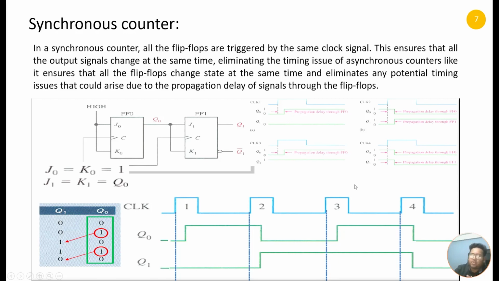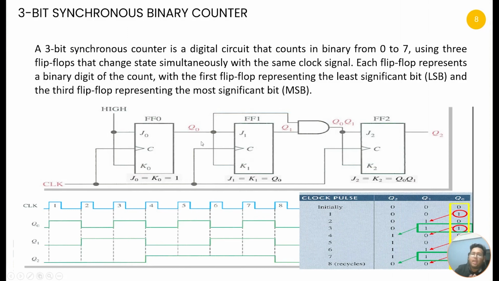For our presentation and our project, we have decided to design a 3-bit synchronous binary counter. A 3-bit synchronous binary counter counts from 0 to 7 using 3 flip-flops that change state simultaneously with the same clock signal. Each flip-flop represents a binary digit of the count, with the first flip-flop representing the least significant bit and the third flip-flop representing the most significant bit.